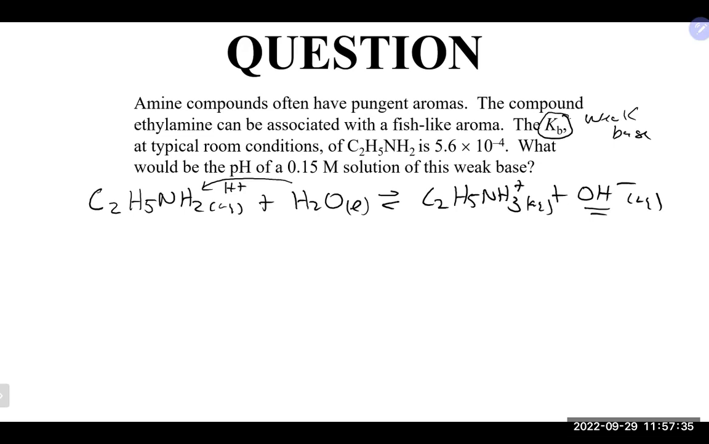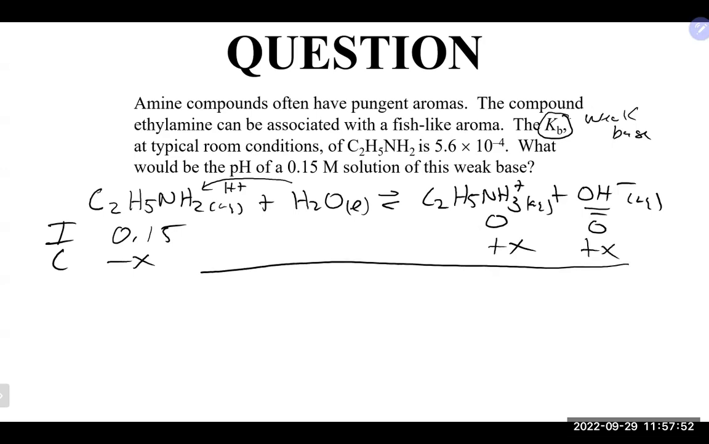At this point, we're going to do our ICE table. So initially here, we've got 0.15 and 0 and 0. Change here will be minus X, plus X, plus X. And that means at equilibrium, 0.15 minus X, X, and X in this case. Why am I not putting anything with water?